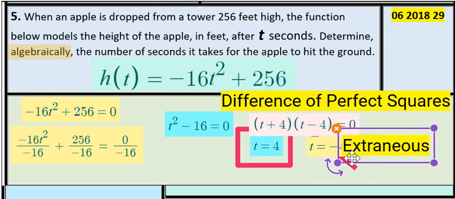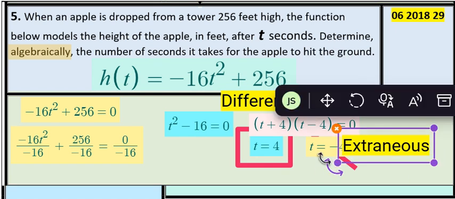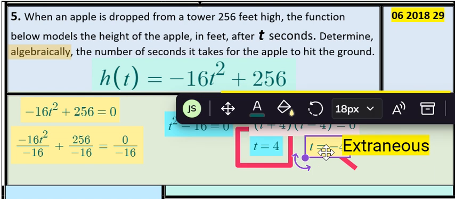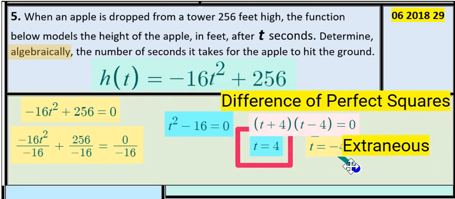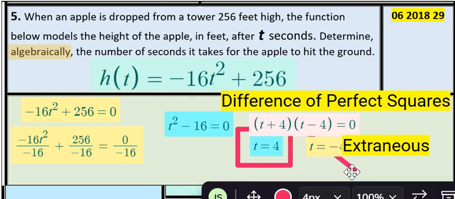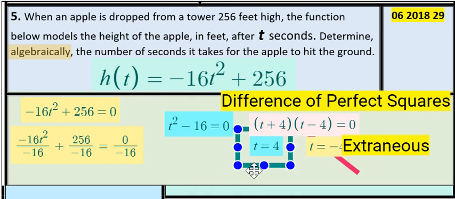So extraneous means it's part of the calculation, but it does not make sense in context to the problem. So we want to mark out t is negative 4 because that's not true. t can't be negative 4, t can only be positive 4. And that's the only answer to question number 5.